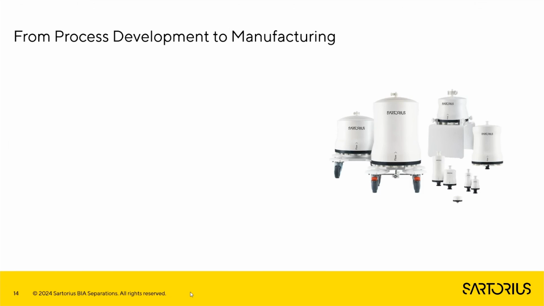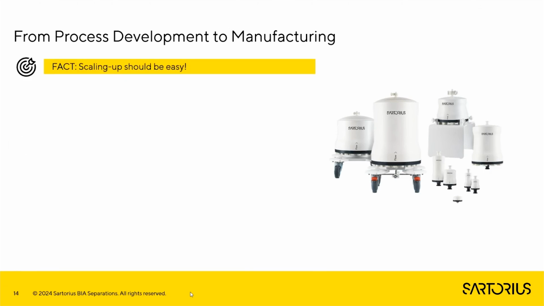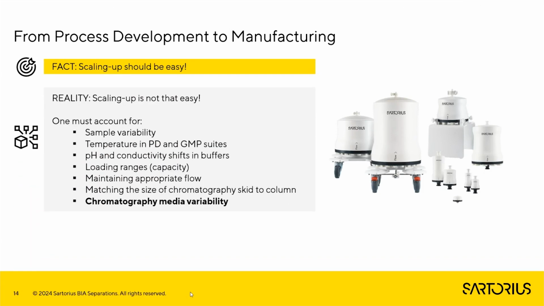Thank you, Maya, for the introduction, and greetings, everyone. So, starting my presentation, I would like to start with a statement, or rather a fact: scaling up should be easy. And I think you all agree with me, but looking at it from a reality perspective, scaling up is not that easy. We have to account for sample variability, temperature that is different on the process development scale and also in the GMP suites, pH and conductivity shifts in buffers, the loading ranges, maintaining appropriate flow rate, in the end also matching the size of the chromatography skid to the column, and lastly, as it is bolded here, the chromatography media variability.